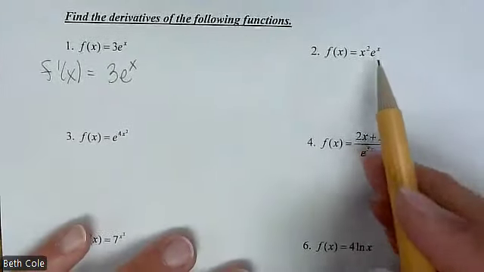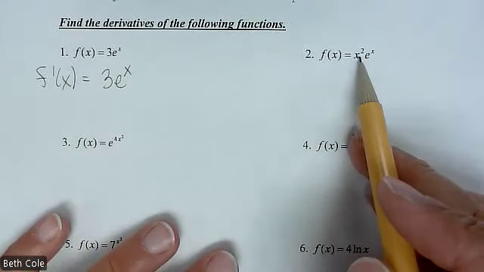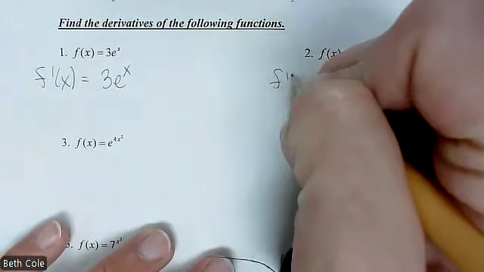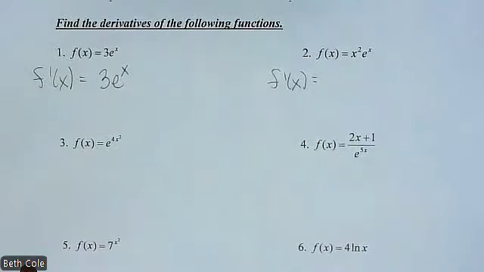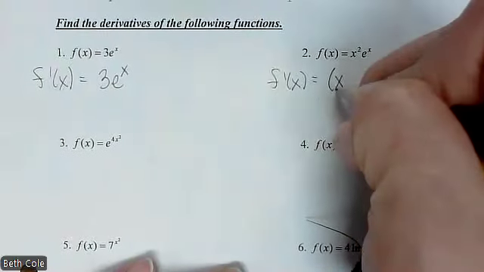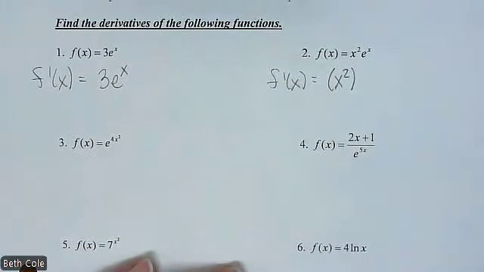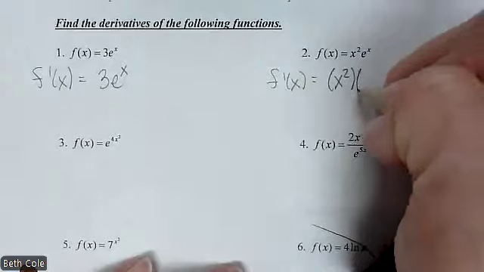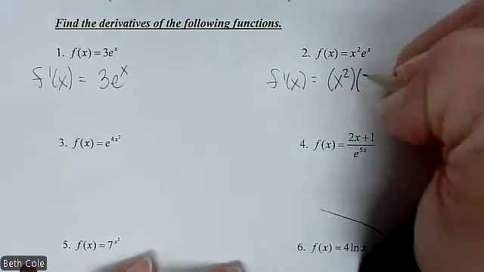Now, what rule would you need for this one? Good, product. Identifying what rule you need is honestly half the battle. If you can figure out what rule it's supposed to be, you're usually good because after that, it's just a matter of doing said rule. All right, so it would be the first thing times derivative of the second, which would be e to the x.